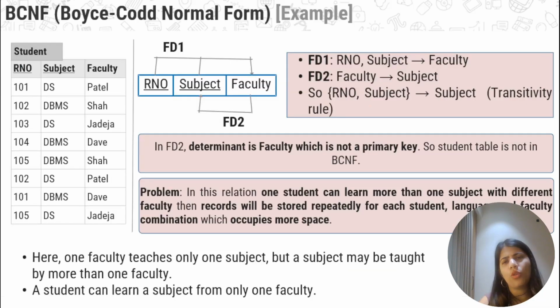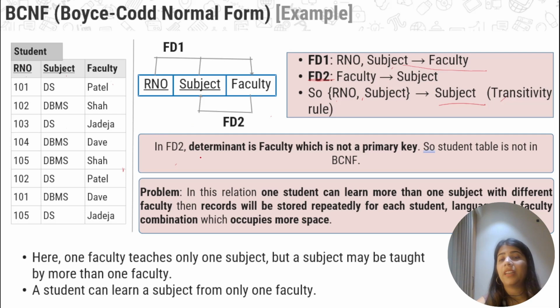Let's understand this more with an example over here. Student table: we have roll number, subject and faculty, three attributes. So what is my first functional dependency? That roll number and subject both can determine the faculty. What is functional dependency 2? That faculty can determine the subject. So we can say that roll number and subject can determine the subject. That is the transitivity rule.